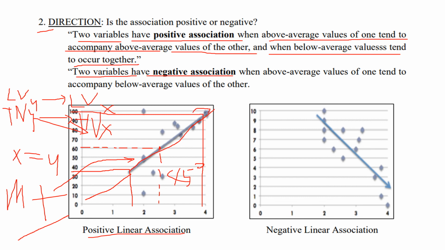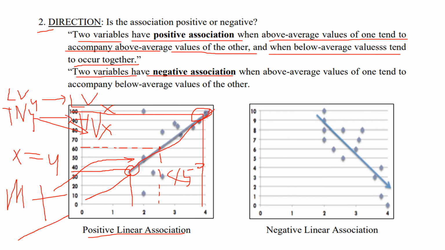So if we consider this intersection of a vertical and horizontal line from your x and y axis, a point will fall on your line. And you say a lower value of y can provide you a lower value of x, a higher value of y can provide you a higher value of x, or vice versa. So that will be a positive linear association.